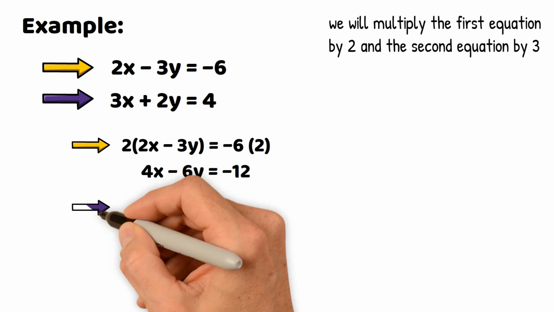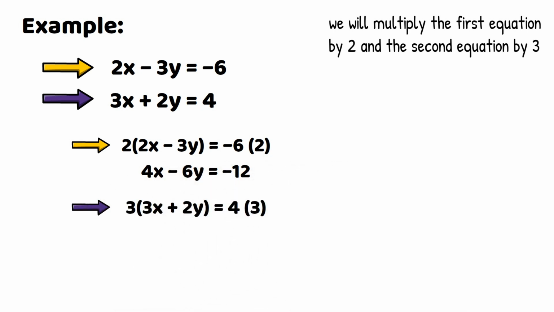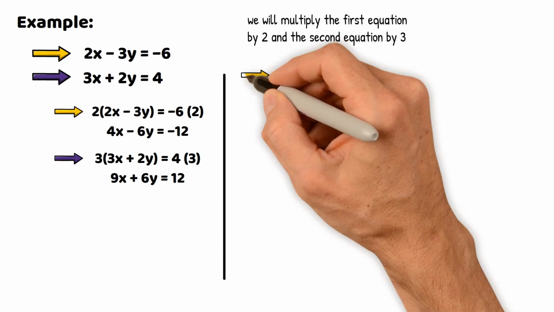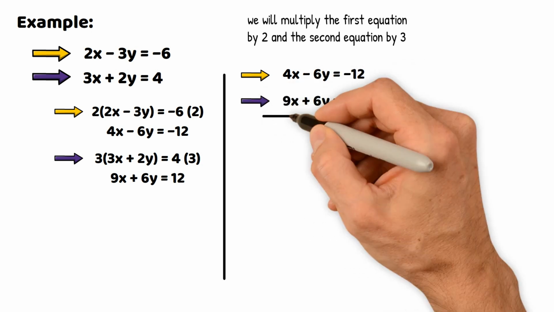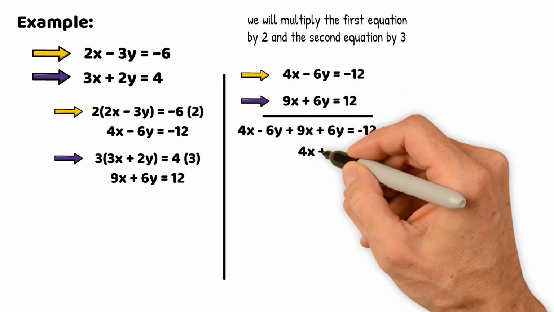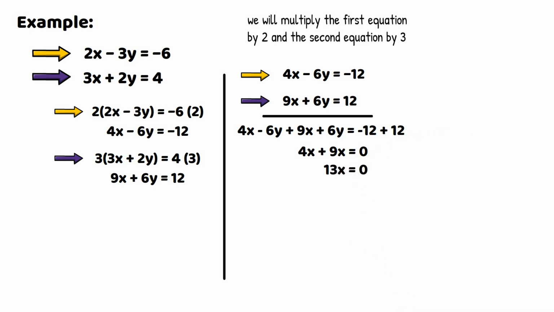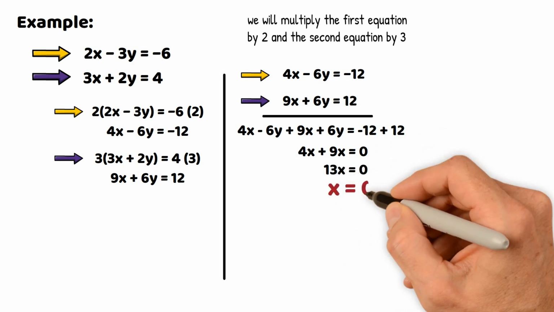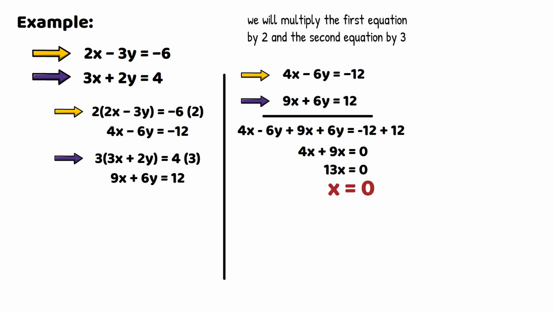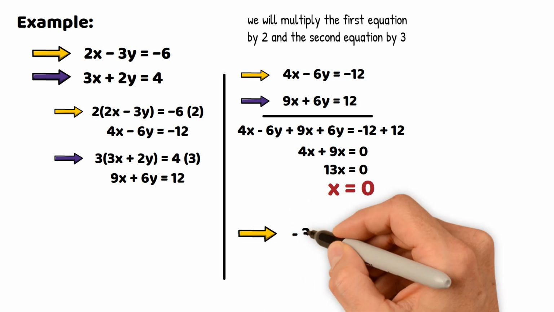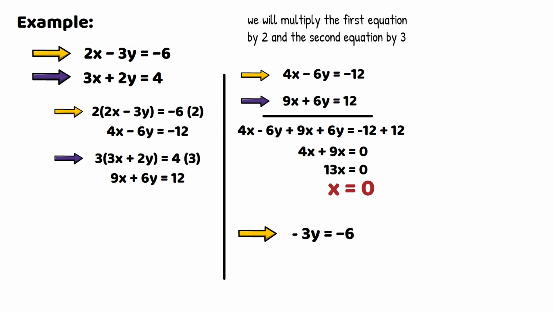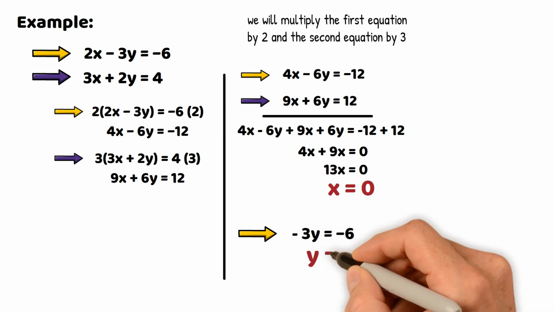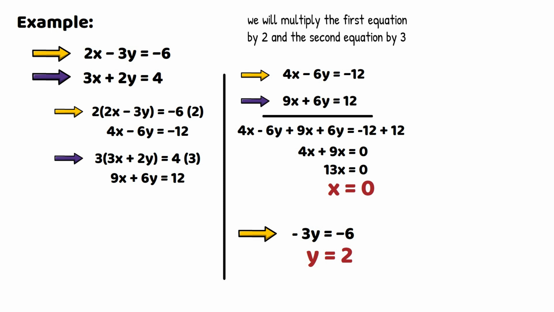Multiplying the second equation by 3 gets us 9x plus 6y equals 12. In this case, when we add the two equations together, the y's cancel. 4x plus 9x is 13x, and negative 12 plus 12 is 0, which means that our answer is x equals 0. Substitute 0 for x into either equation, say the first one, and we get negative 3y equals negative 6, so that y equals 2. So our solution is x equals 0 and y equals 2.